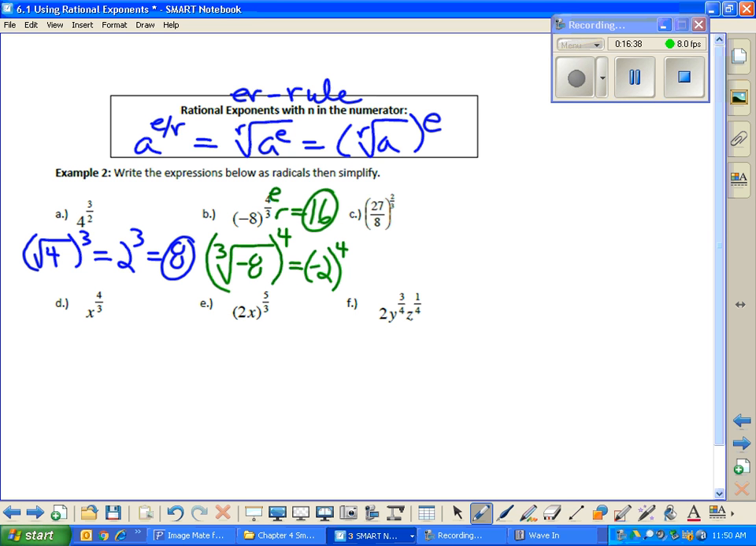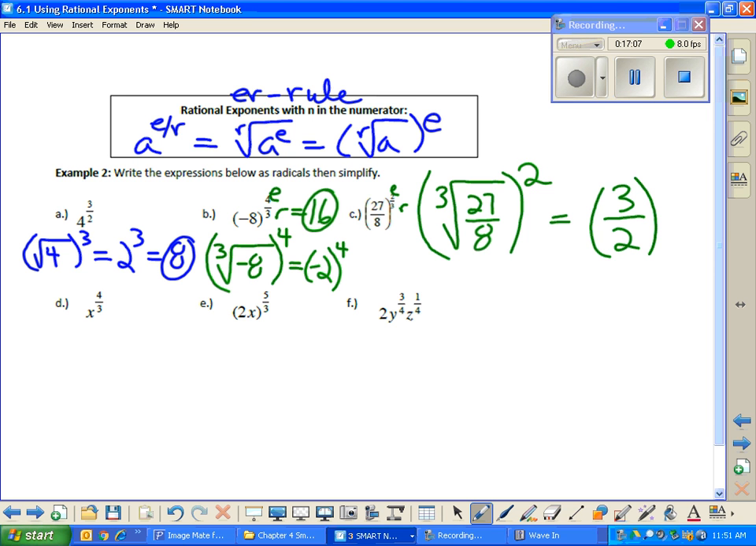Okay. 27 over 8 raised to the 2/3 power. Again, E over R, which means my root in this case is 3. And I would not square 27 or 8. Well, especially 27, maybe without a calculator. So I'm going to bounce this to the exponent outside of the parentheses. Quotient property for radicals says I could take the cube root of 27 over the cube root of 8. So that'll be 3 over 2. And then I can square it. Square the top and square the bottom. The answer to this one, 9/4.